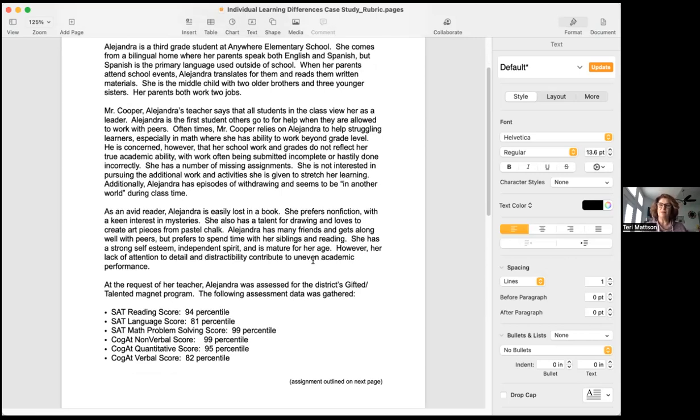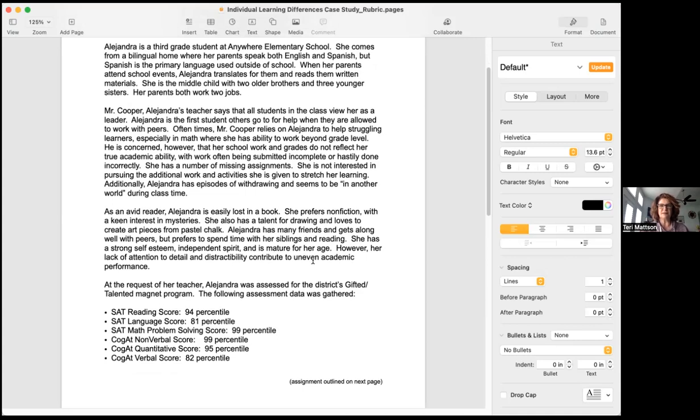So your job is going to be to work as a cohort group, because hopefully when we're studying and learning about students, we're doing it in a group so that we bring everyone's perspective together. You're going to study, gather information about her, and then you're going to make some specific recommendations.